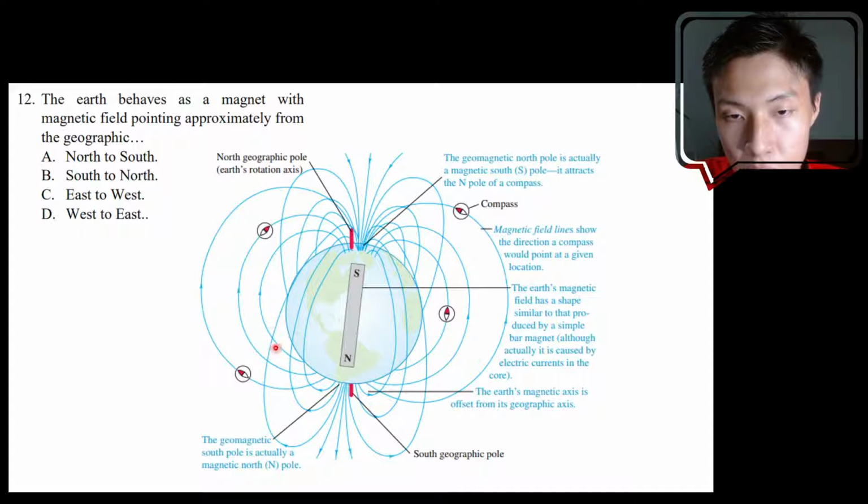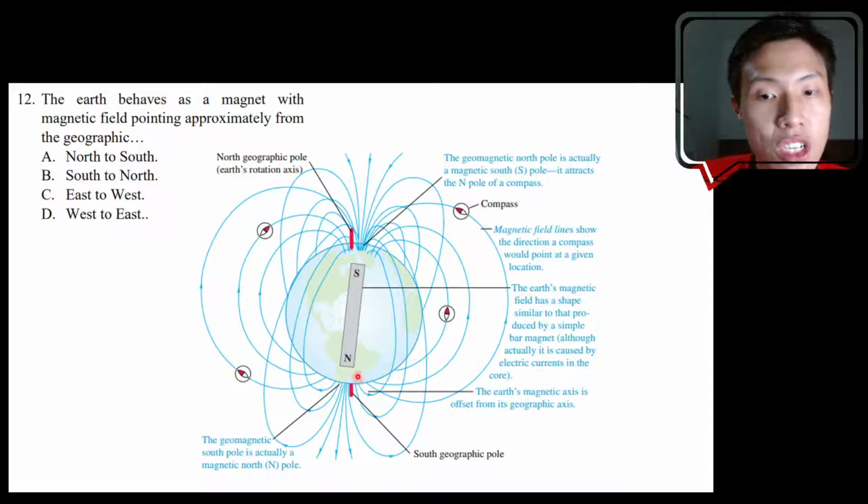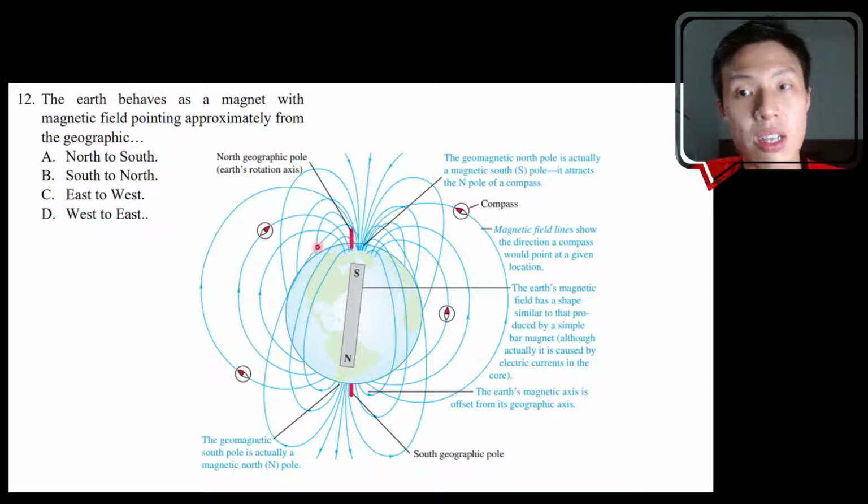If this is our Earth, we have Antarctica at the South Pole and the Arctic at the North Pole. The North Pole that we usually say is actually the North Geographic Pole, meaning the north side of the whole Earth. The South Pole where we have Antarctica is the South Geographic Pole, the south position of the whole Earth. That's geographic, based on location.